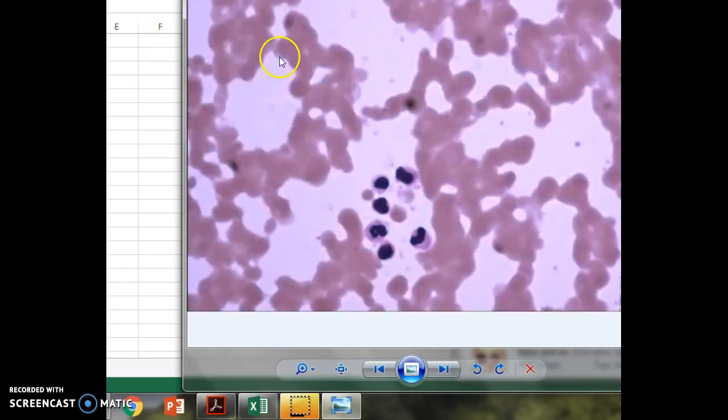So your slide will probably be like this. The white blood cells are interspersed. So that one is a neutrophil. That one's probably a monocyte. That one's probably a lymphocyte. So they're just hanging out together. And this one, just judging by the large red blood cells, is probably pernicious anemia.